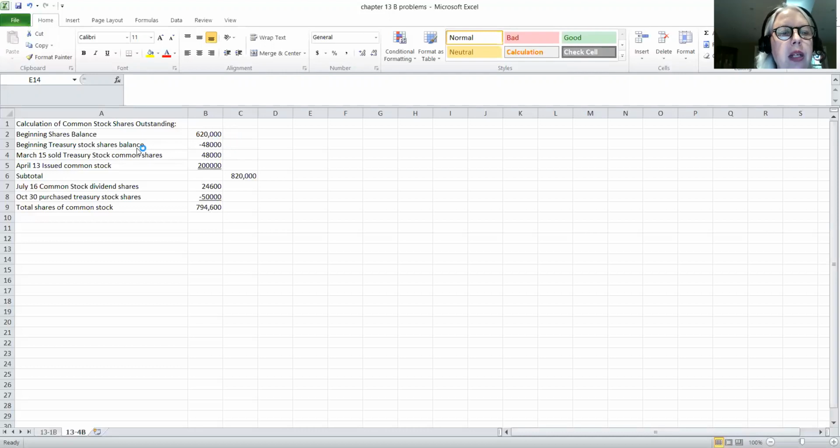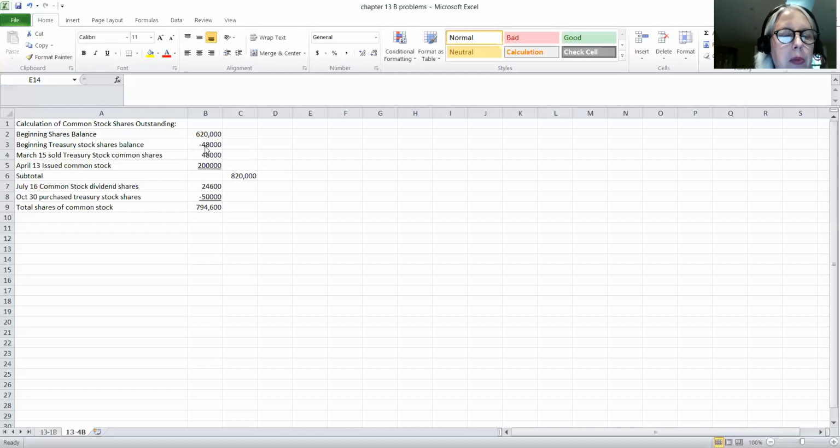We also had a beginning balance of treasury shares of 48,000. Notice I put a minus sign in front of the 48,000 because that 48,000 will take away from the shares that are outstanding for common stock. In other words, we never pay dividends on treasury stock, so we have to back out the treasury stock. So both of these were given to you as the beginning balances in those accounts.